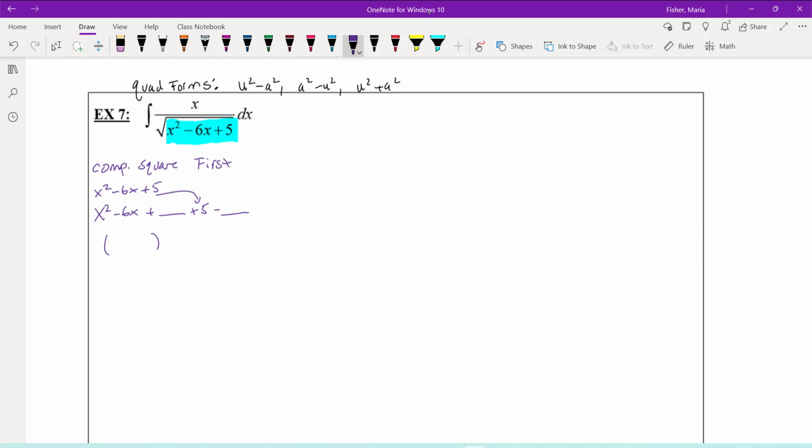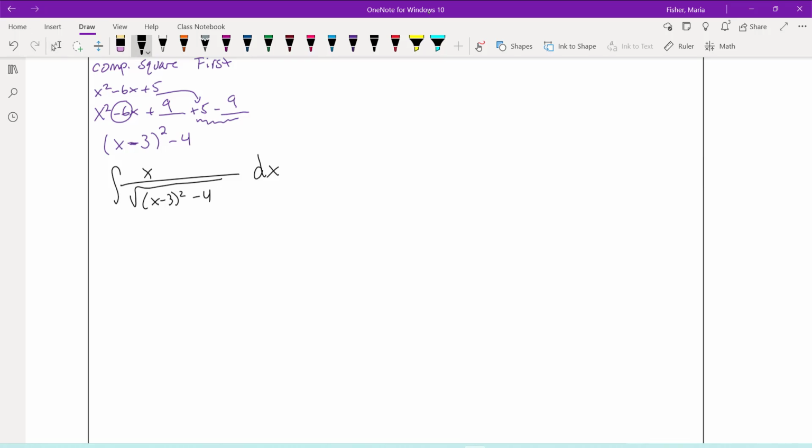Then this guy over here is going to factor as something squared. It's x, and then half the coefficient of the linear term. Half of negative 6 is negative 3. If I take that number and I square it, I get plus 9. And then 5 minus 9 is negative 4. That means that I'm really looking at the indefinite integral of x over the square root of x minus 3 squared minus 4 dx. Well, now I look like a quadratic form, and I need to determine which substitution to use.